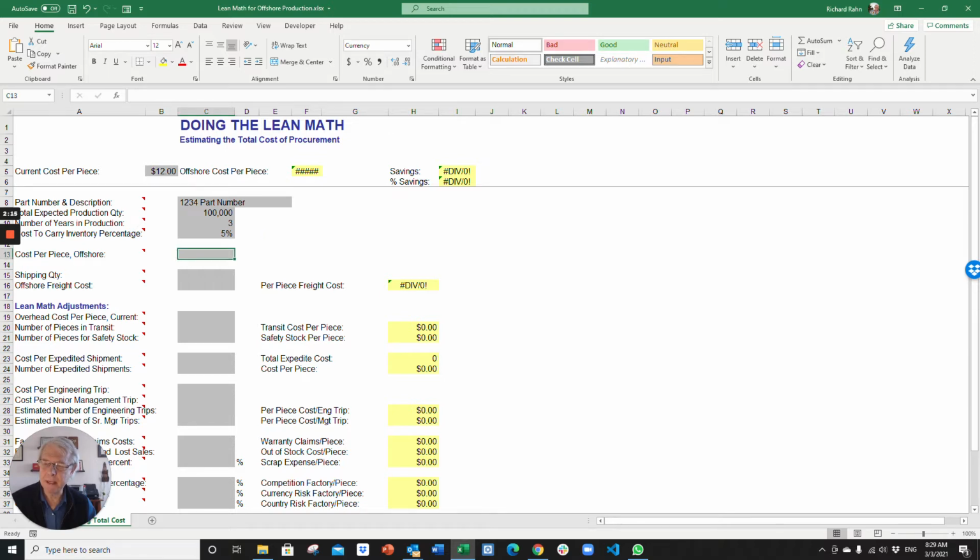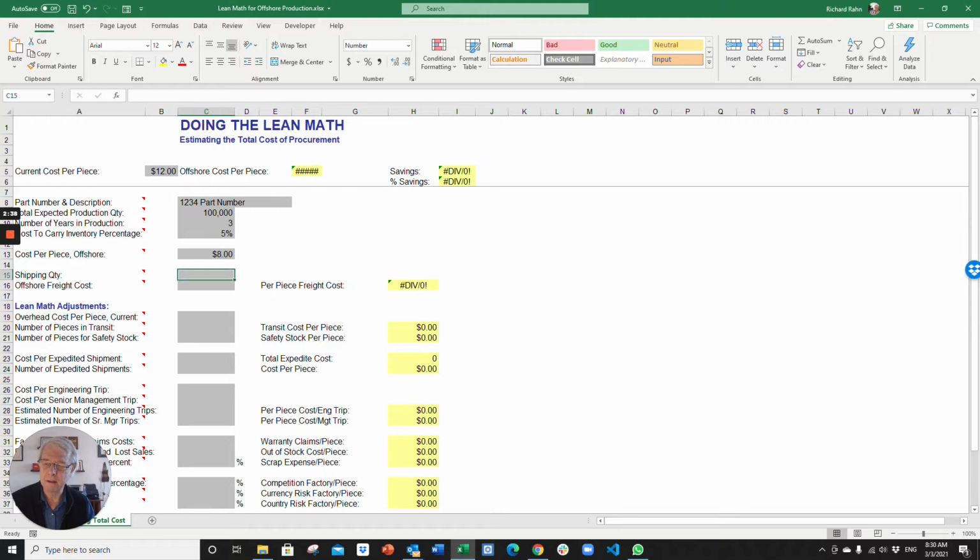Now, cost per piece offshore. Let's say that we go out to an outside supplier and they come back to us with a quote. Remember, this is our $12 part, and they quote, say, $8. Normally that would sound pretty darn good, right? It currently costs us 12 and we can buy it for 8.